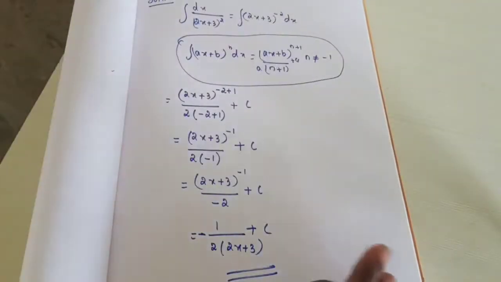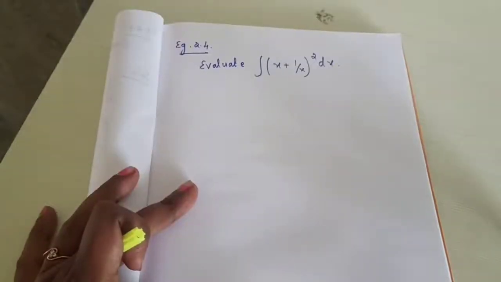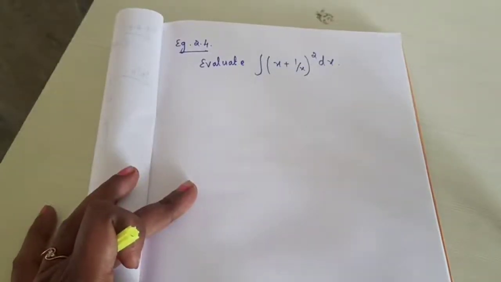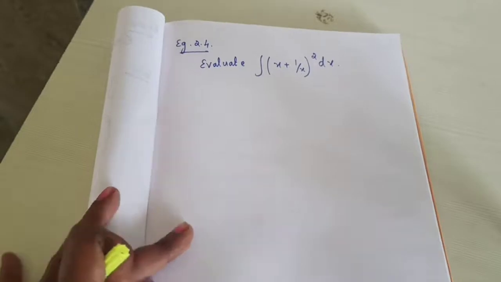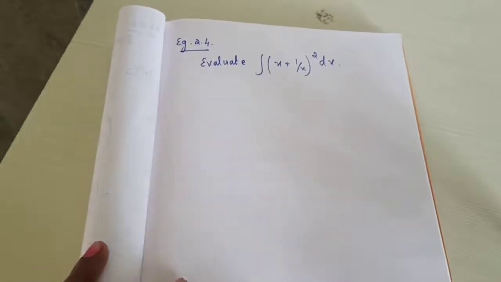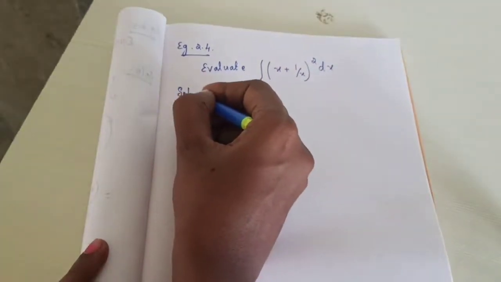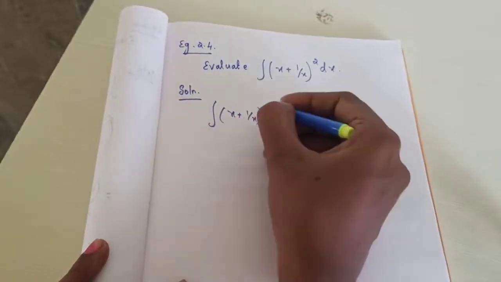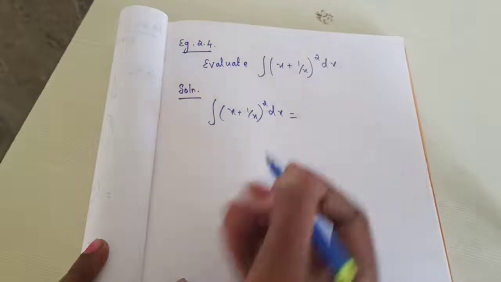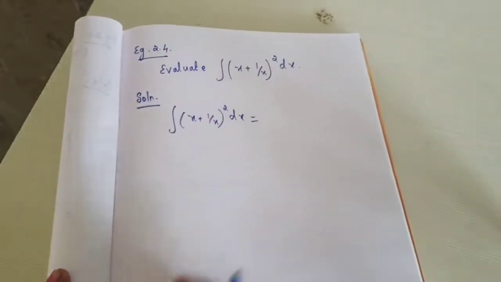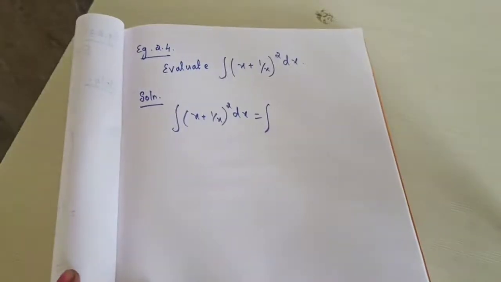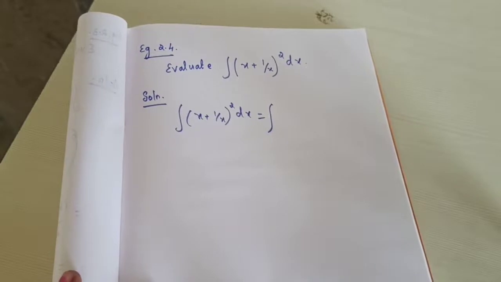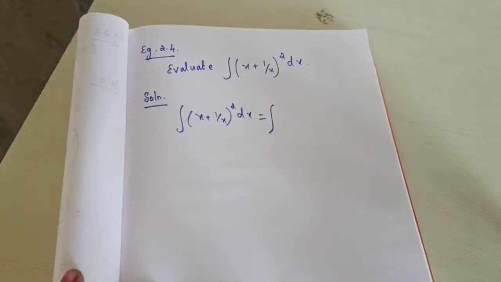Understand? Okay, one more problem we can do in this class, that is example 2.4. Listen here. Evaluate integral of (x + 1 by x) the whole square dx. Understand? Solution. For this problem, what we are going to do is, first we are going to expand this. What's the formula for (a + b) the whole square? What's the formula? a square plus 2ab plus b square. You know, is it right?